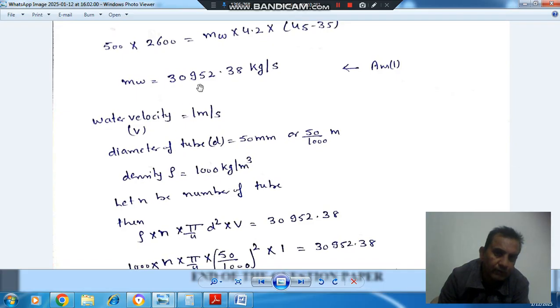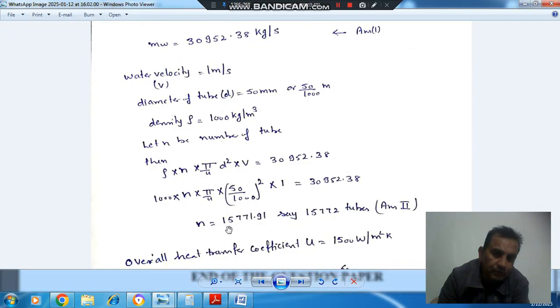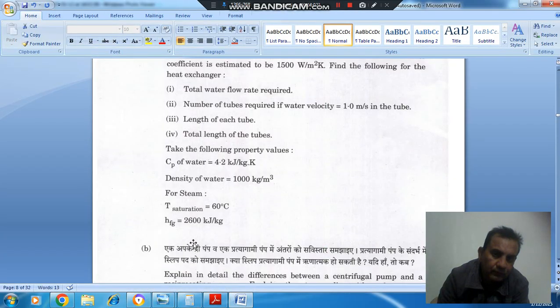But mass flow rate we have found out is 30952.3. Okay, so V is 1, D is 50 by 1000, rho is 1000, so n comes out as 15771.91. Say it is 15,772 tubes. So that is the answer to question number 2, number of tubes required at the velocity of 1 meter per second.